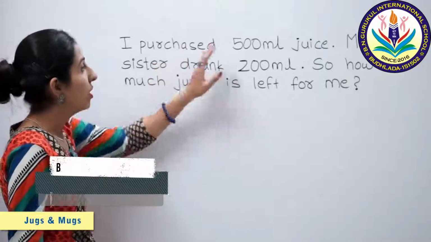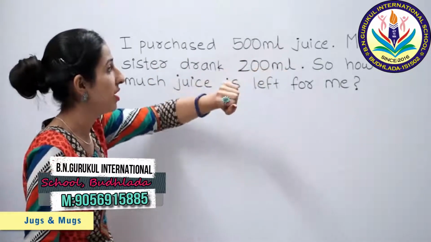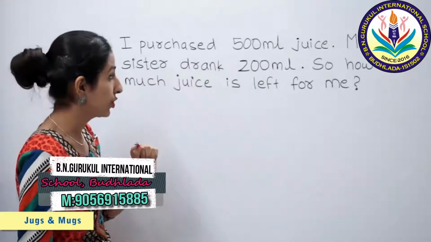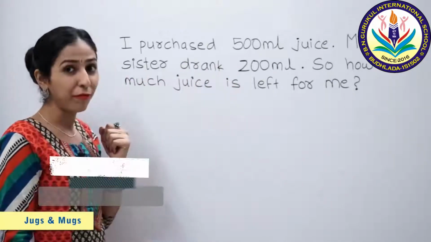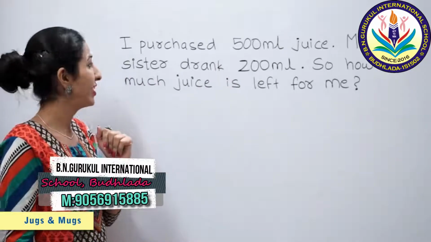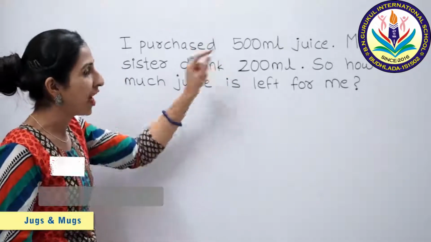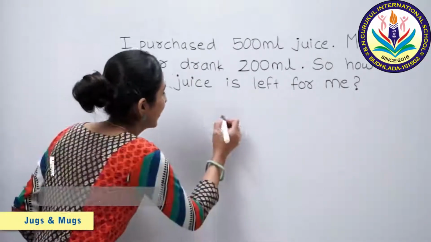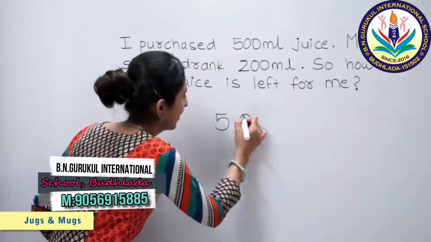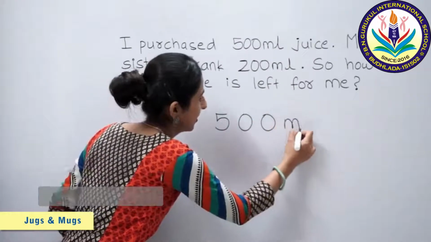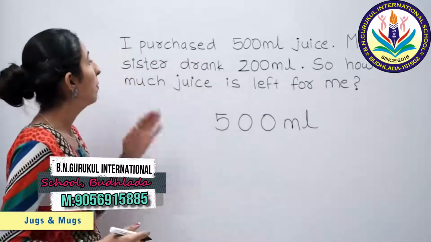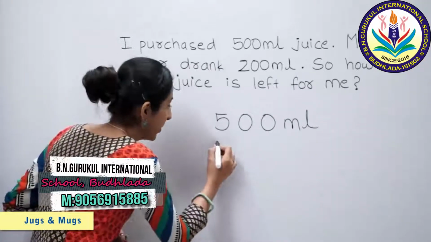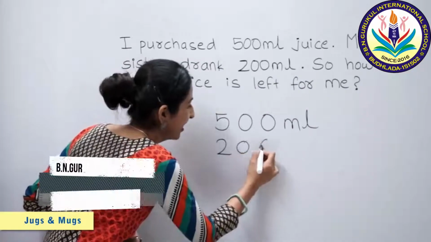Word problems on subtraction of capacities. I purchased 500 ml juice. My sister drank 200 ml. So, how much juice is left for me? Let's find out. I purchased 500 ml juice. So, let's write 500 ml. My sister drank 200 ml. Let's write 200 ml.